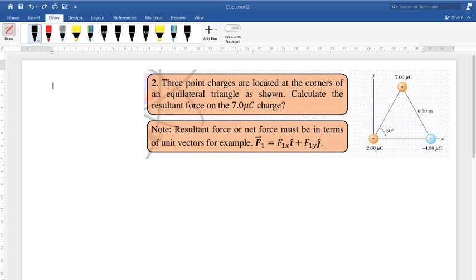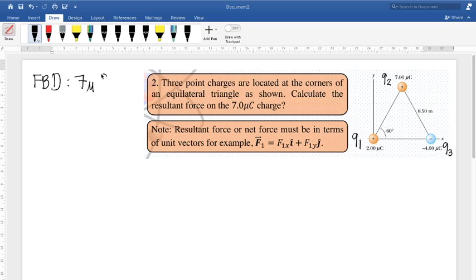So now, first assign the 2 microcoulomb charge as your Q1, then assign the 7 microcoulomb charge as your Q2, and assign the negative 4 microcoulomb charge as your Q3. So the charge in question is the positive 7 microcoulomb charge. Just like what I said in sample problem number 1, you need to draw an FBD first. So what is an FBD? That is a free body diagram.